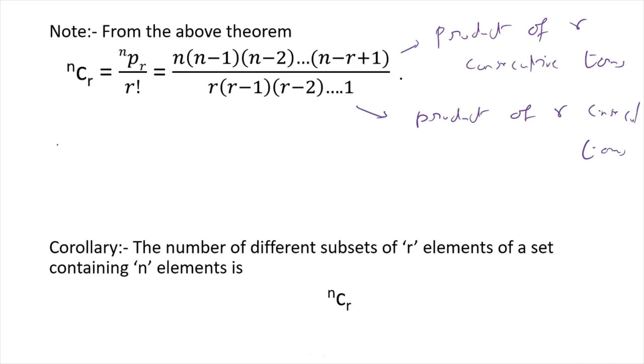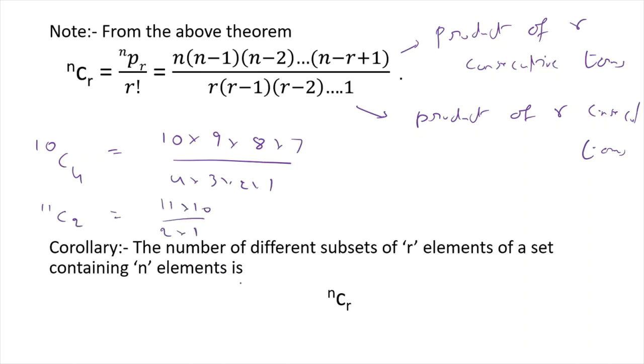Okay, so let us look at some examples. If you look at 10 choose 4, it means I have to start with 10 and go 4 places: 10 times 9 times 8 times 7 upon 4 times 3 times 2 times 1. If you write down 11 choose 2, it is equal to 11 times 10 upon 2 times 1. So this expansion will help you in solving a few problems in the exercise. You should not neglect this expansion.